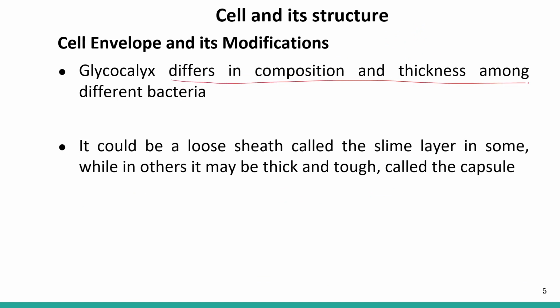Glycocalyx differs in composition and thickness among different bacteria. This is very, very important. So glycocalyx is not uniform in all types of bacteria. It can be in the form of a loose sheath, and that is called a slime layer. Very simple. A slime layer means a thinner layer of glycocalyx is present in some, while in others it may be thick and tough and form a capsule. So when the glycocalyx is a very loose and thin sheath, it is called a slime layer, and when it is thick and tough, it is called a capsule. So the glycocalyx is different in different types of bacteria.